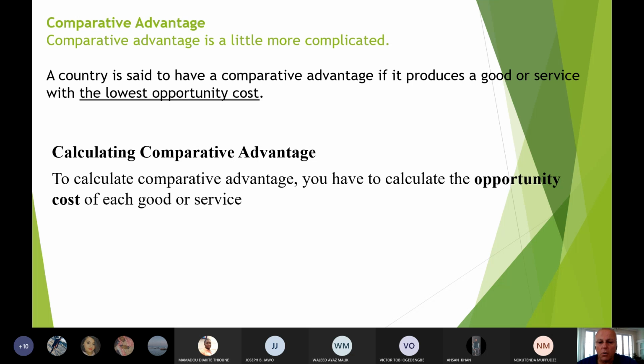A country is said to have a comparative advantage if it produces a good or service with the lower opportunity cost. Lower opportunity cost, as I said to you, also means lower relative opportunity cost, because we are going to look at the relativity of the production when we are questioning this opportunity cost.